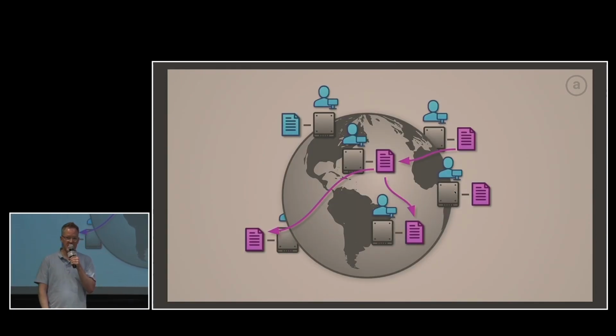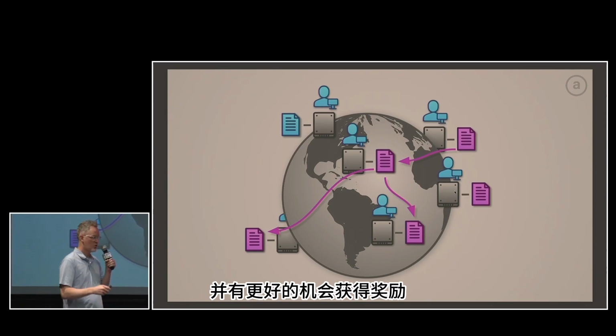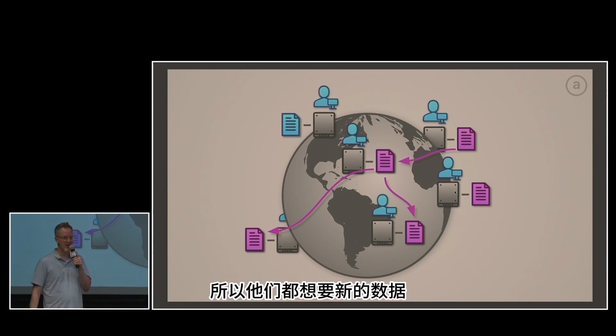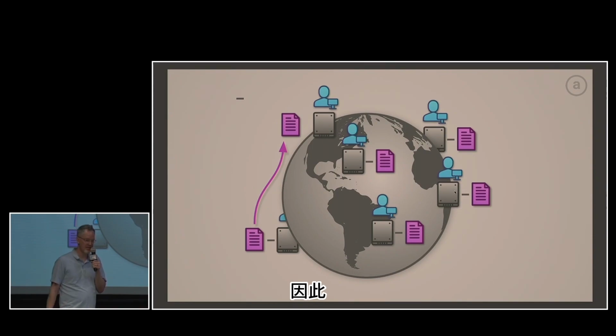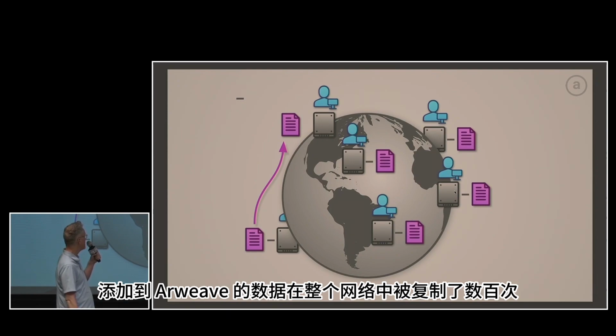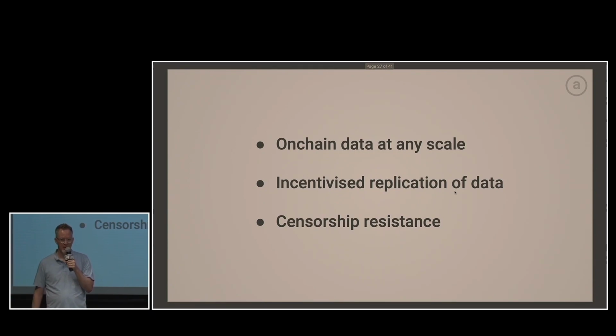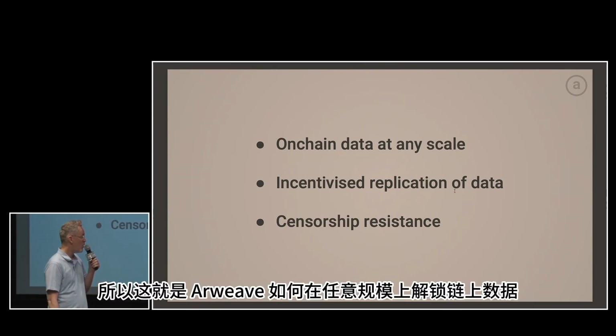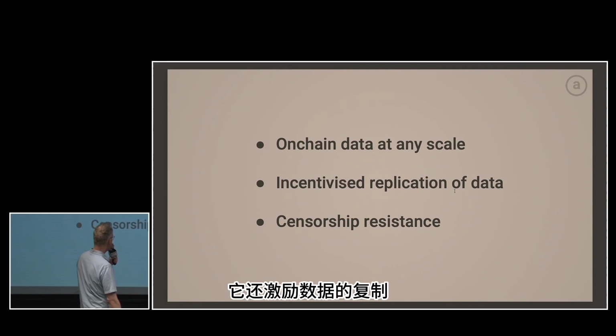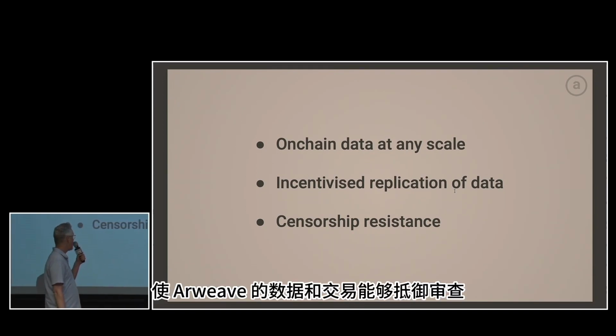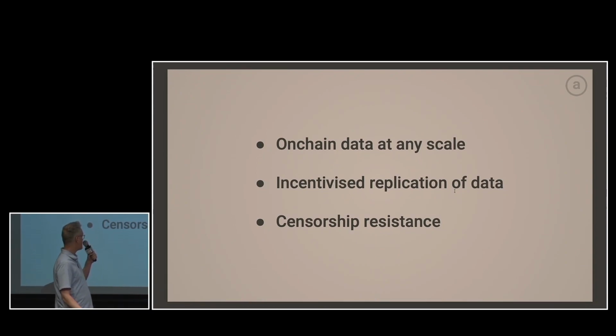And what this does is it incentivizes miners to trade data with one another. They all want the new data because it allows them to perform more proofs and have a better chance of earning rewards. And so what happens is the data added to Arweave gets replicated all around the network hundreds of times because of the mining mechanism. So this is how Arweave unlocks on-chain data at any scale. It also incentivizes the replication of data, and it makes Arweave data and transactions censorship resistant.